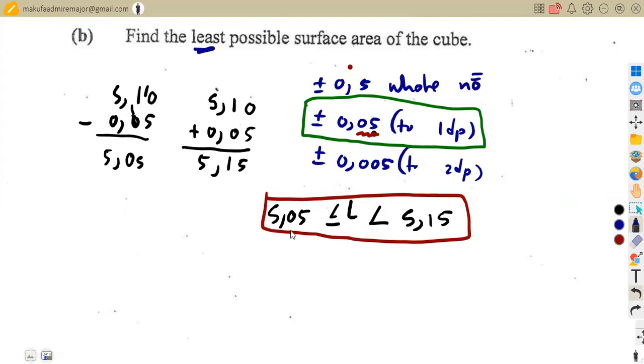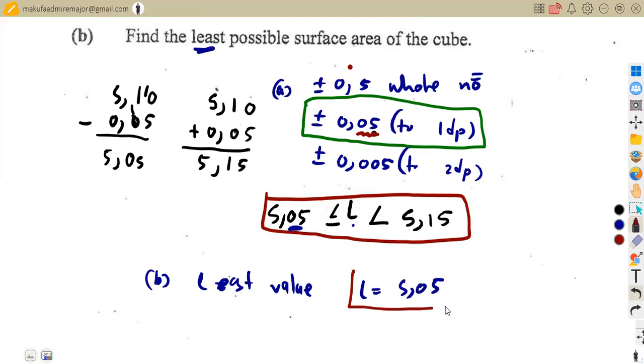So meaning to say we are supposed to work here with the least value. The least value according to the limits of our L is 5.05. So we use the least value, and the least value of L is 5.05. This value of 5.05, which is our smallest value, is the one that is going to give us the smallest possible surface area of the cube.